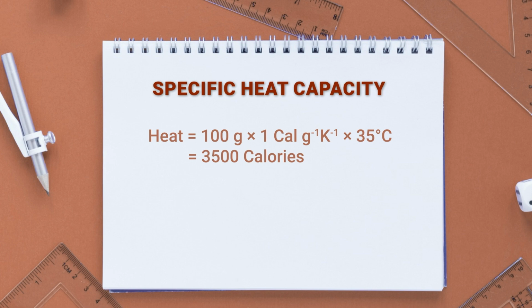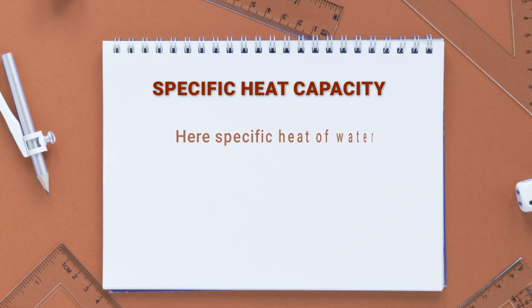So if I take 100 gram of water, and if I want to raise the temperature from 0 degree to 35 degree, or 10 degrees to 45 degree, or 20 degree to 55 degree, that means that delta T is 35. Then I would require 3,500 calories. Here the specific heat capacity of water we have taken, as I told you, is 1 calorie per gram per Kelvin. So we would need 3,500 calories.